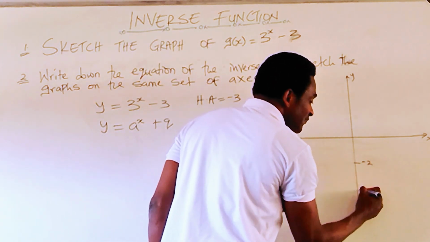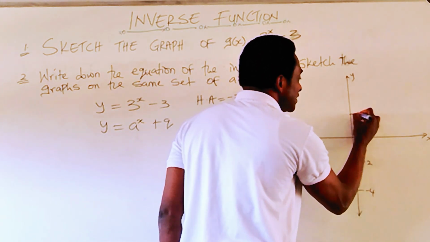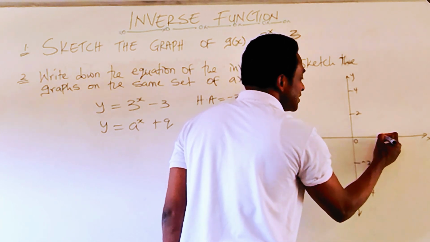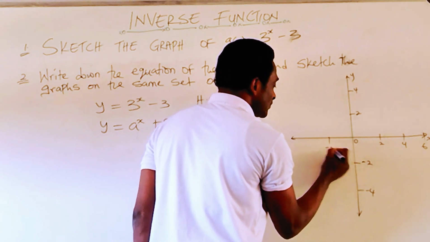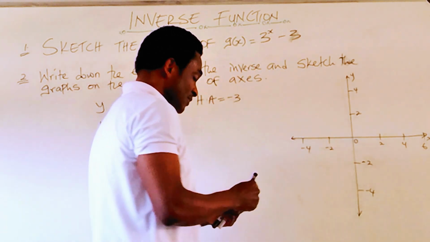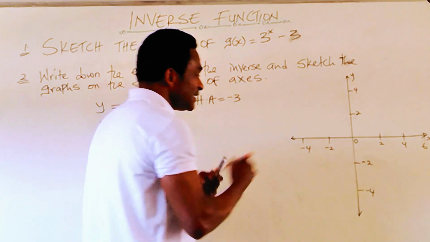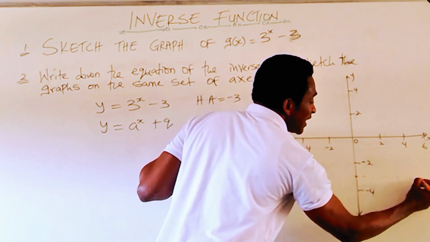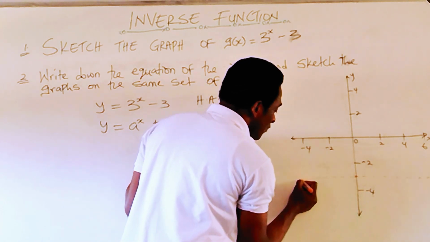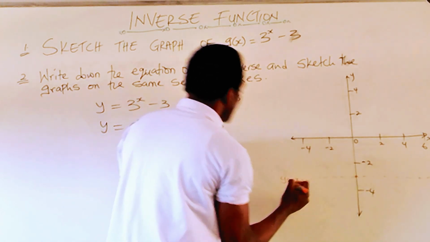So if we have -2, -4, let's choose a scale. Remember, the scale must be uniform. Now, draw a dotted line that represents your horizontal asymptote at y equals -3.